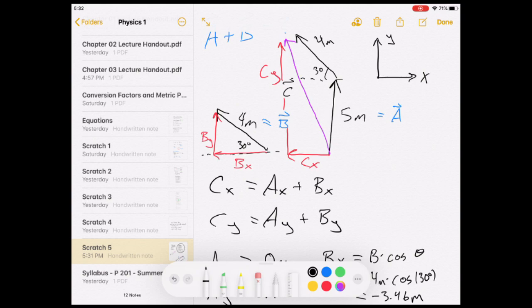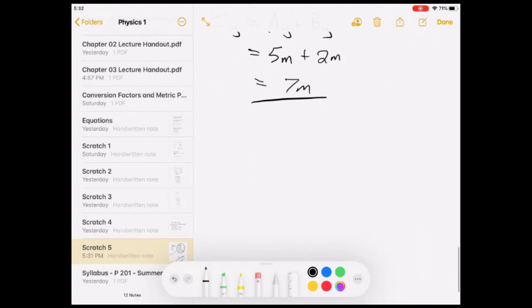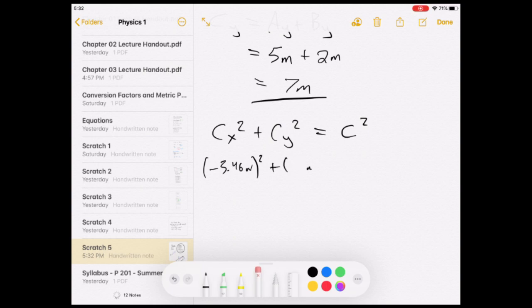Great. So let's do one other thing with this, and we'll call it good. And that is, what if instead of the x and y components of C, I wanted to know magnitude and direction? Well, the magnitude is just going to be CX squared plus CY squared. So I can do Pythagorean theorem again, right? If you do this, we plug in minus 3.46 meters squared plus 7 meters squared is C squared.